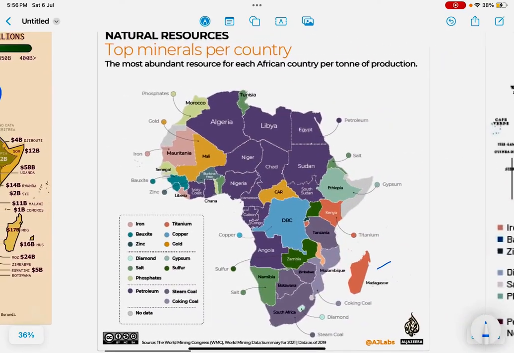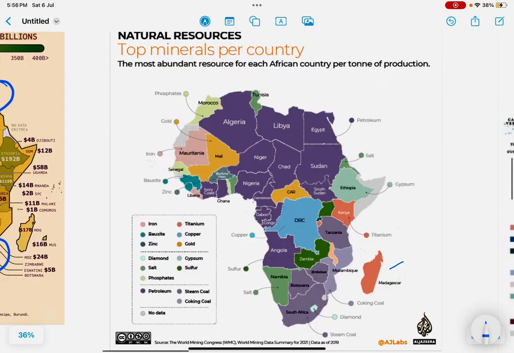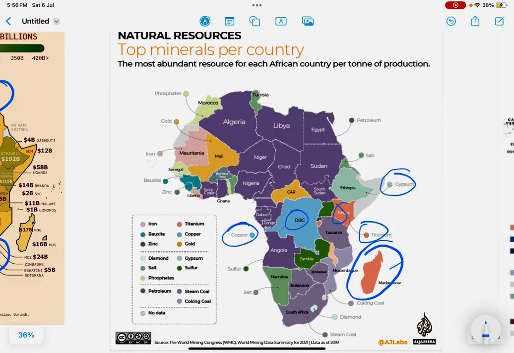Let's go to the next, that is top minerals per country. What are the top minerals? So you can see Madagascar here titanium, and Kenya here is also titanium. Ethiopia is for gypsum, DRC is for copper. Then Central African Republic and Mali are for gold. Then we have Zambia is for sulfur. Botswana is for many things.